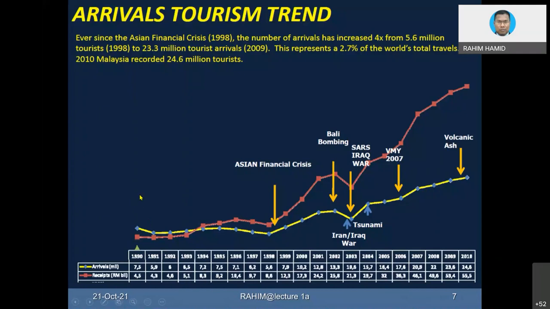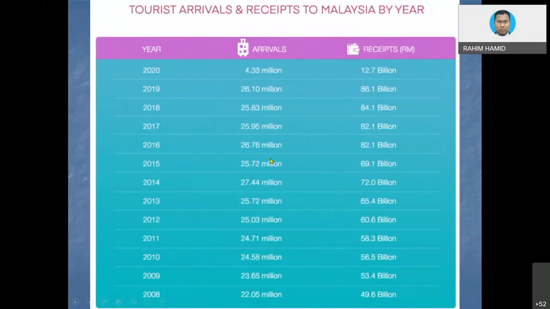The tourism industry is now becoming, I would say, around the number four income, one of the important incomes to Malaysia. Having said that, let's take a look at some of the statistics. From the year 2008 until 2019, except 2020, we have seen an increase in tourist arrivals. And in 2019, for instance, our income from tourism was 86 billion. That is quite a huge number.